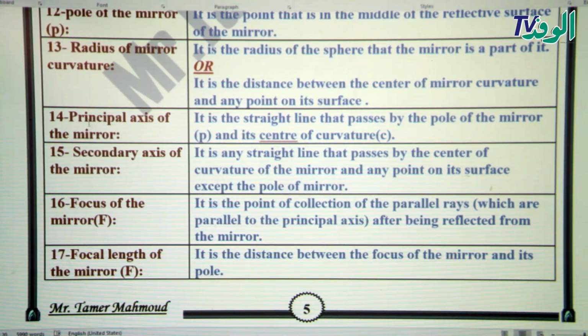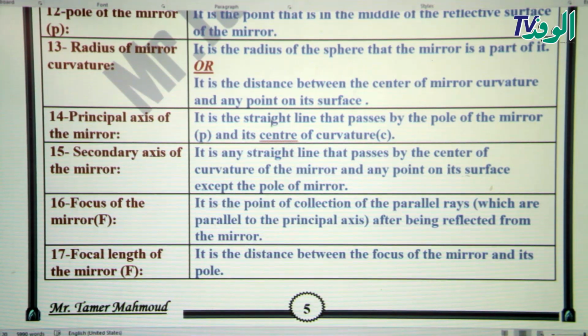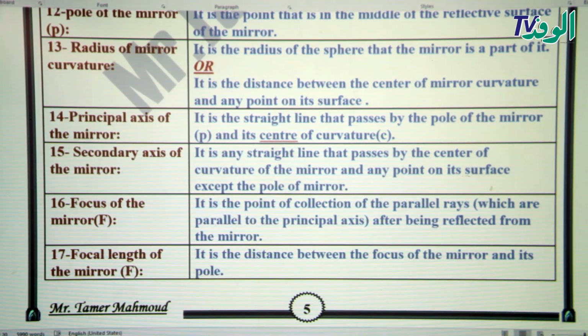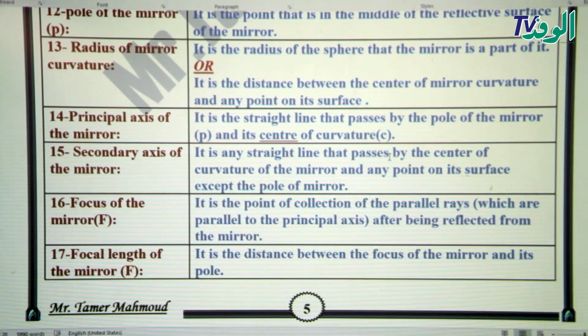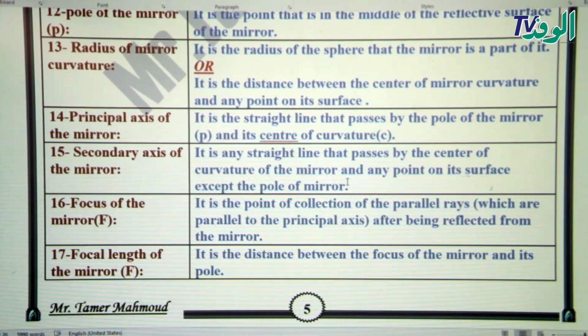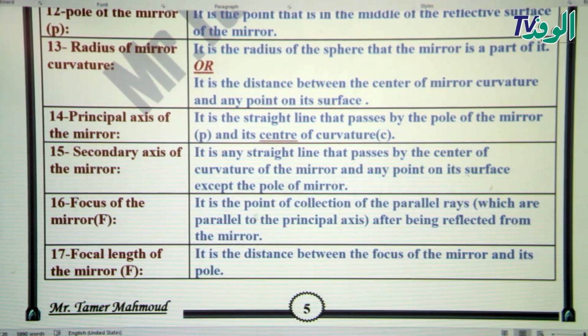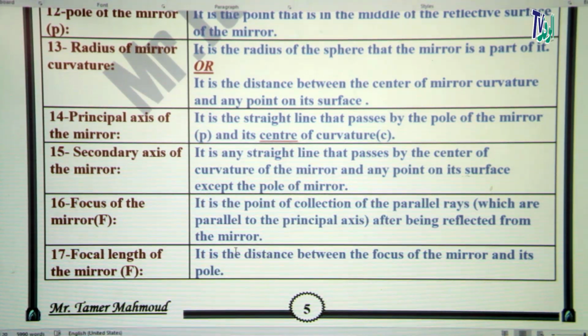Another definition, principal axis of the mirror. What's meant by the principal axis? It is the straight line that passes by a pole of the mirror and the center of curvature. What about the second? The secondary axis of a mirror. It is the straight line that passes by a center of curvature of a mirror and any point on its surface except its pole, or except the pole of the mirror.